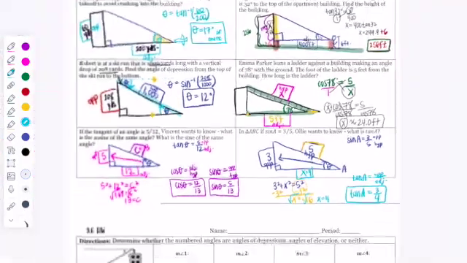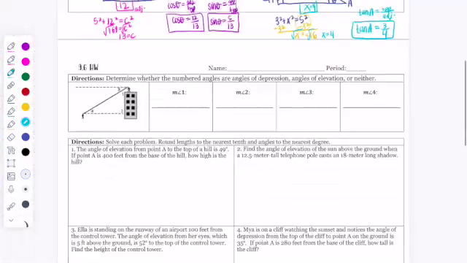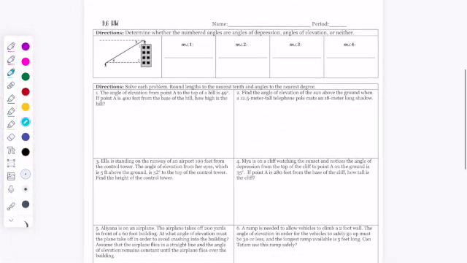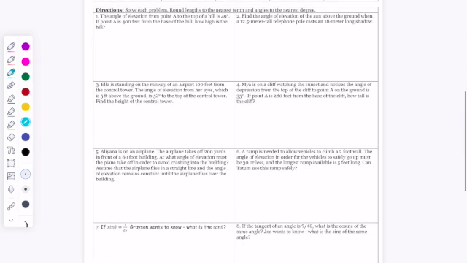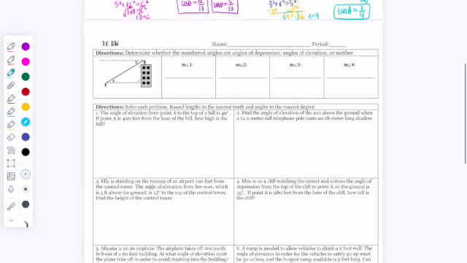So your assignment is going to be on the next page. It's got identifying some angles of elevation and depression, or neither, and then it's got some word problems. Y'all know that this is just going to take a little bit of practice, so if in doubt, you're always going to draw it out. And so we will go over those tomorrow in class.